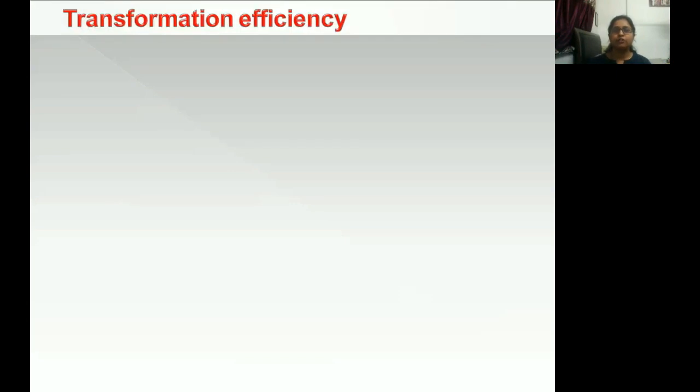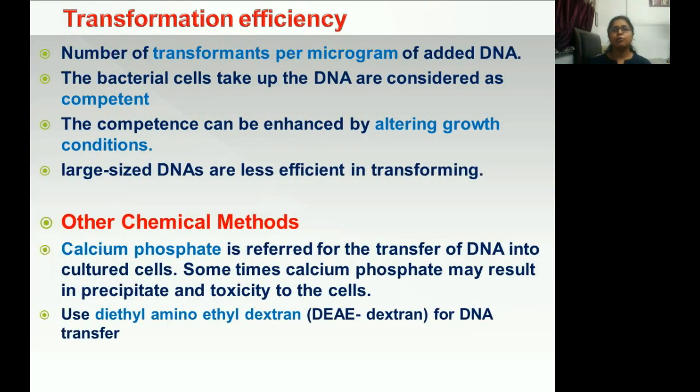Now the next is transformation efficiency. What is transformation efficiency? The number of transformants per microgram of added DNA. So the bacterial cells take up the DNA and are considered competent. Here the cell which is taking the DNA is called competent. One is the donor, the other is the recipient. The one which is taking the DNA, that means the recipient, is called competent. Now here the competence can be enhanced by altering the growth conditions.